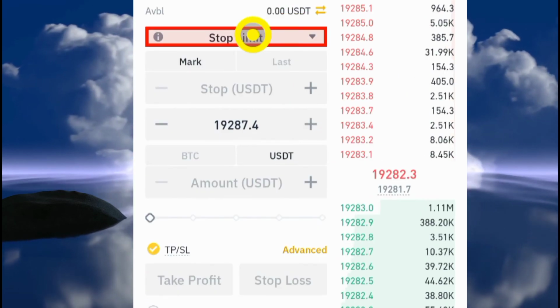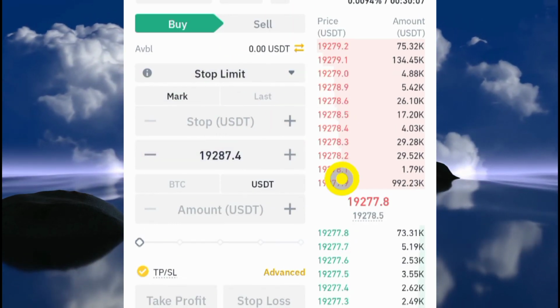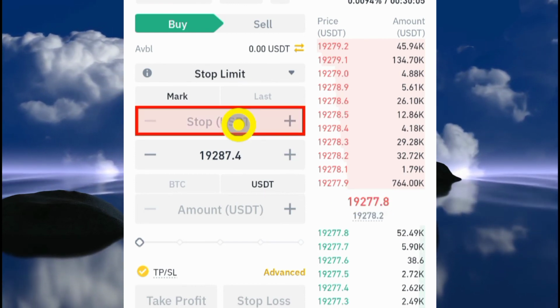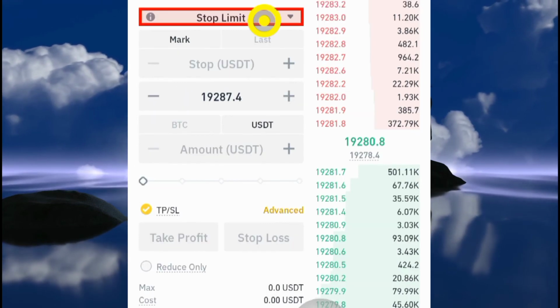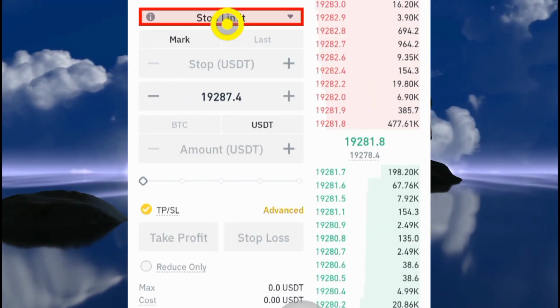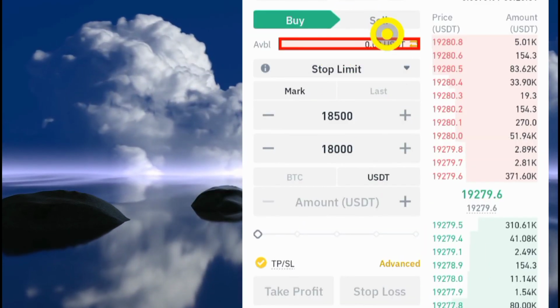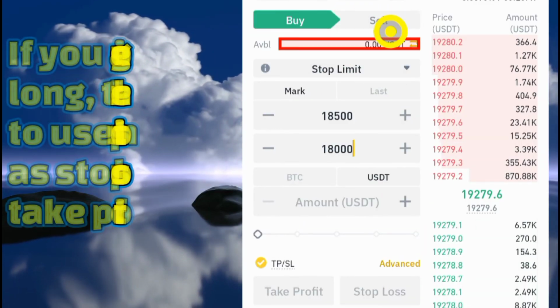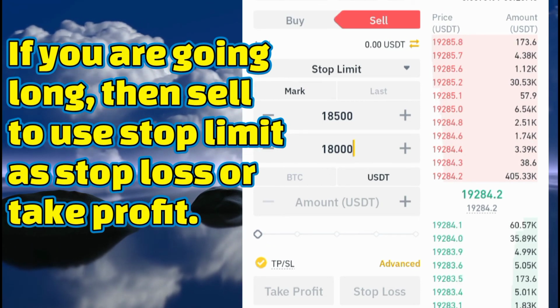So how do we use it as a stop loss? Let's say you bought Bitcoin at $19,000 using either a market order or a limit order, as I explained earlier on. Now you could use the stop limit order to prevent any losses. How do you do that? This works with selling. So if you want to use it as a stop loss, you're going to click on the sell button and you are going to sell.